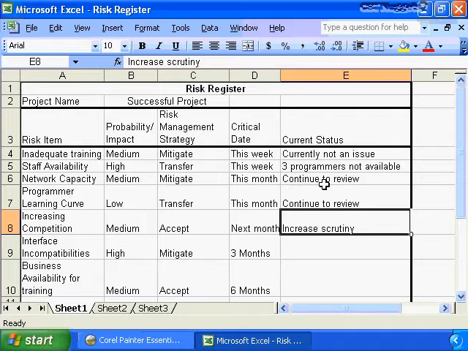As we get further out on our timeline, the next month, increasing competition, a medium risk, is increasing scrutiny. It's beginning to show up on our radar screen. We need to start to examine the impacts related to increasing competition to determine the impact it's going to have on our project. We have other very serious risk events. We have the interface incompatibilities as a high and the business availability for training as a medium, but their timeline is substantially removed from the project, 3 months out and 6 months out. So at this point in time, we're actually not taking any active risk management, but as the timeline moves and they move up on our risk register, we will begin to act on those.